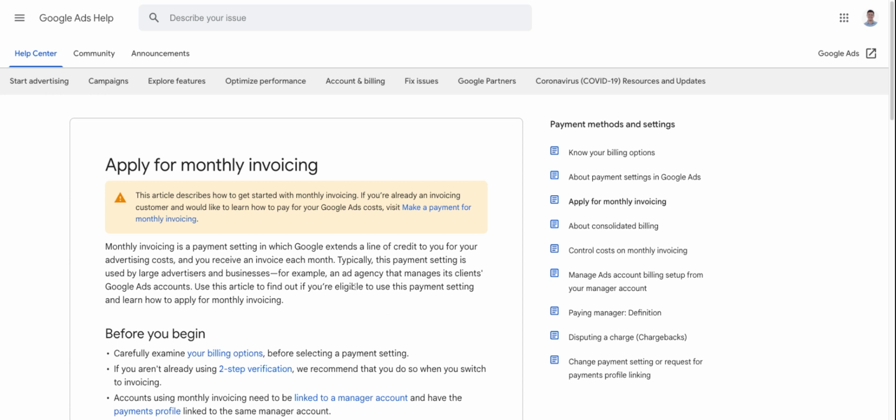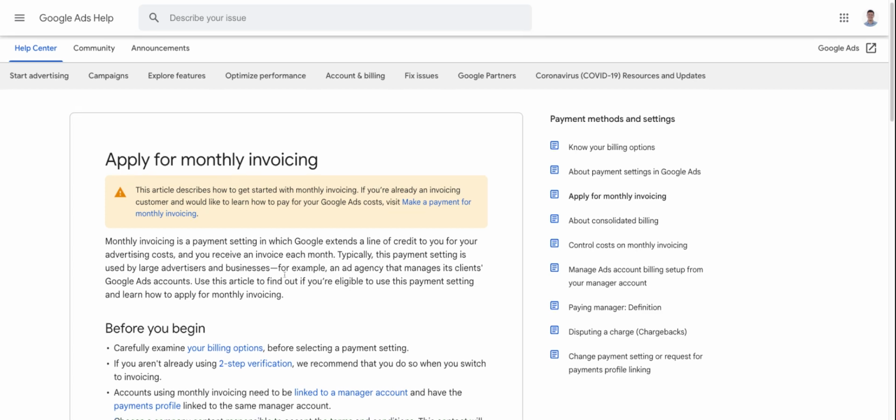So if you're a larger business spending bigger amounts of money, or you're advertising on behalf of other businesses, you might be able to use monthly invoicing. Realistically, for most do-it-yourself advertisers, smaller businesses, anyone spending $500 or $1,000 a month, or whatever the case may be, you're probably not going to do monthly invoicing.